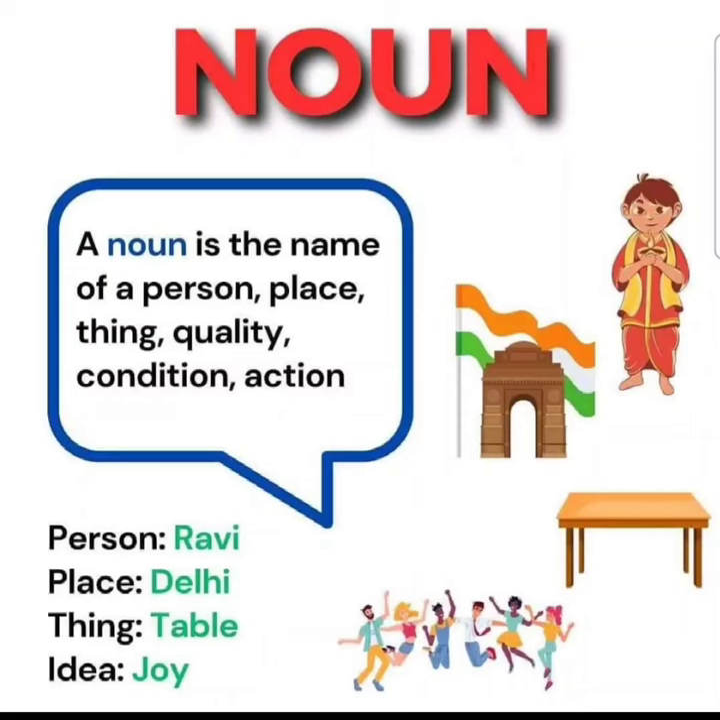Noun. A noun is the name of a person, place, thing, quality, condition, action. Examples: person, Ravi; place, Delhi; thing, table; idea, joy.